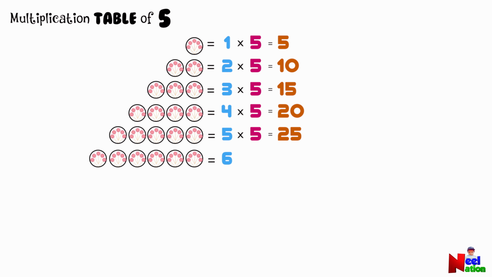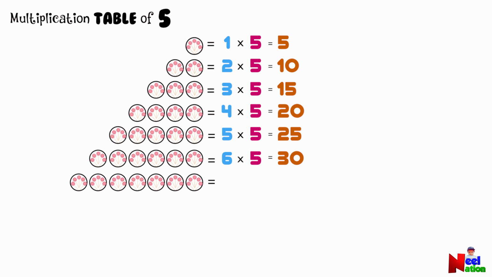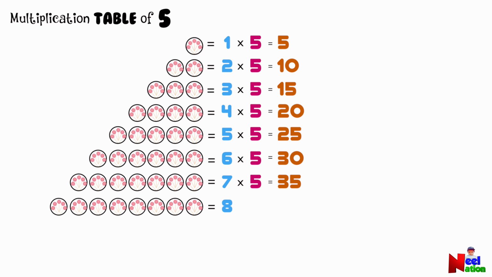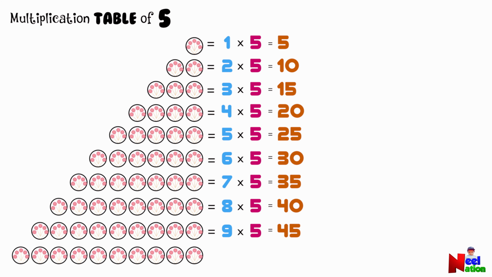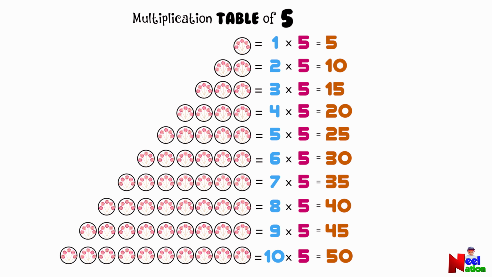Let's keep going. 6 times 5 is 30. 7 times 5 is 35. 8 times 5 is 40. 9 times 5 is 45. 10 times 5 is 50. This is the table of 5.